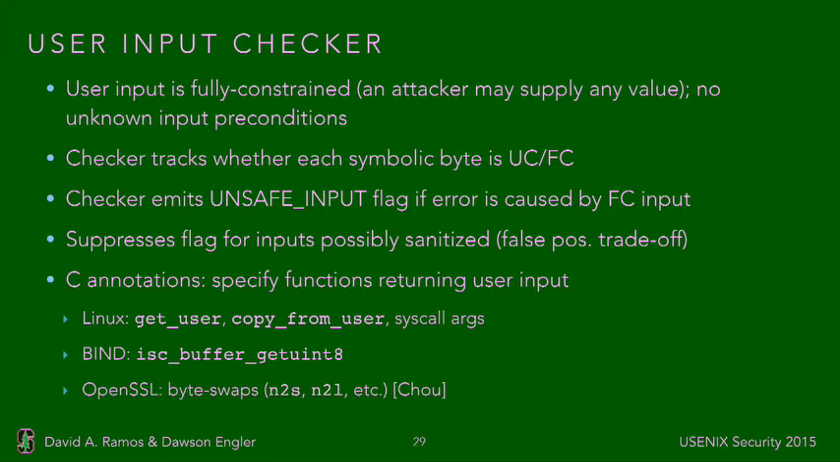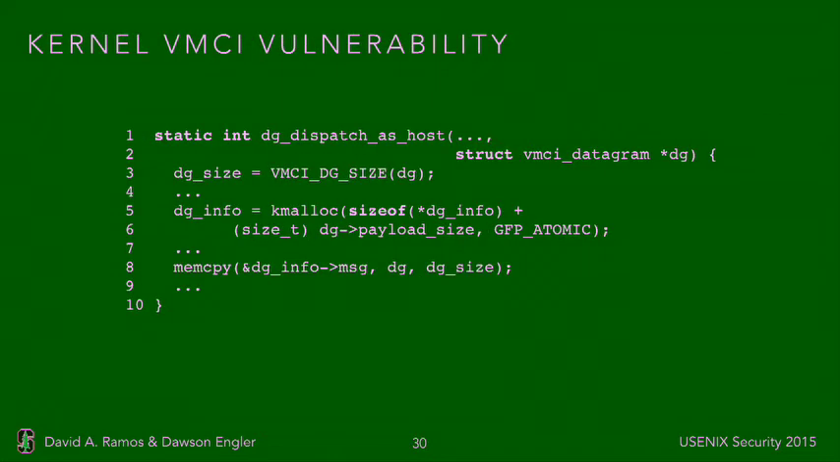For BIND, there's this ISC buffer function that's used to extract individual characters from network inputs. And then finally, for OpenSSL, we used a trick that we credit to Andy Chow from Coverity, where code that swaps bytes from network byte order to host byte order is typically operating on network inputs. And so any values that are returned by these byte swap functions, we mark as being fully constrained.